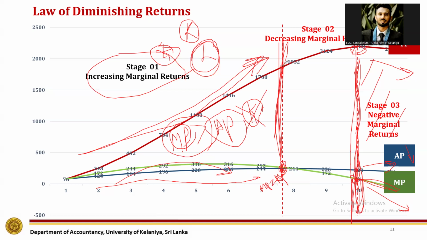The next area is the area between the highest TP and where the TP was at the point of MR and MC.